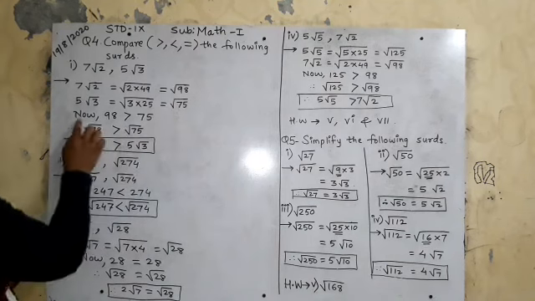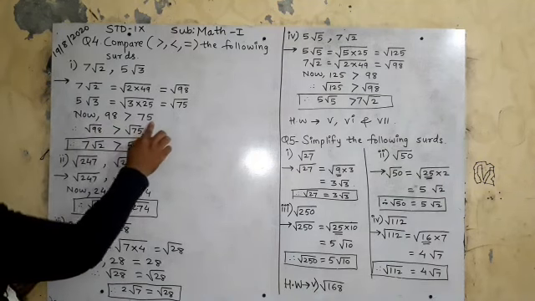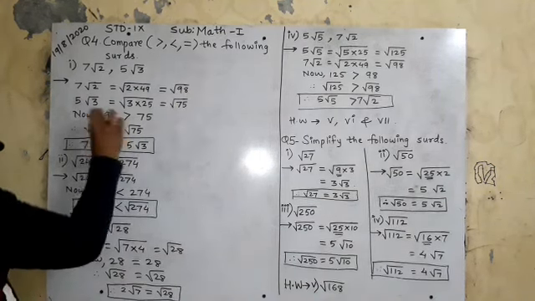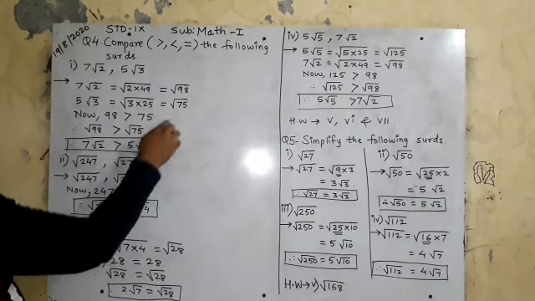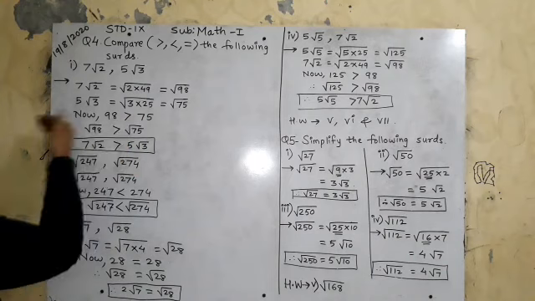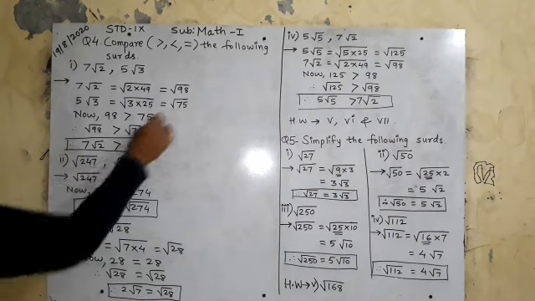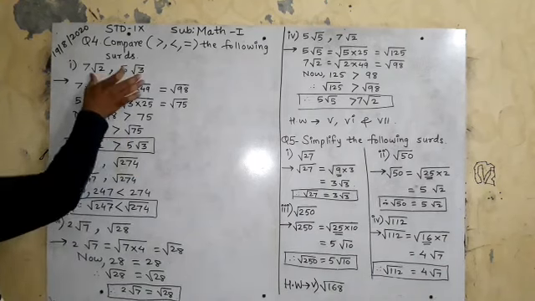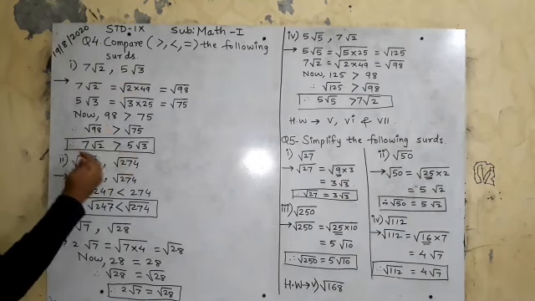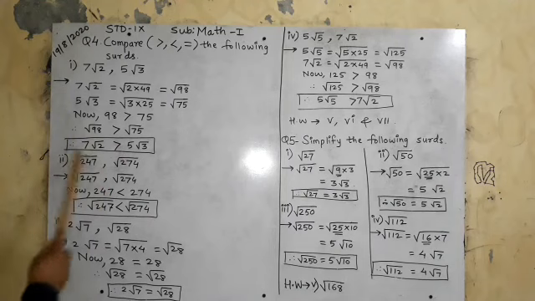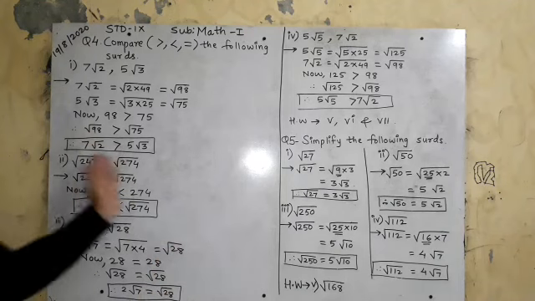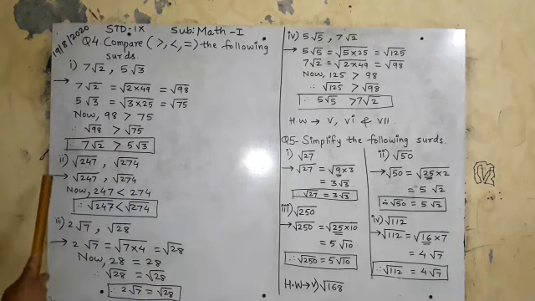Now we will write these answers. Now 98 is greater than 75. First we write the first one, then the second one. Is it clear? Which one is greater? This side was greater. So last we will write its root form. And at the end we will write this question again. And then we will show that if this side is greater, the left hand side, we will show it like this. If the right hand side was greater, we will show it here. Is it clear? Now see the question number 2.